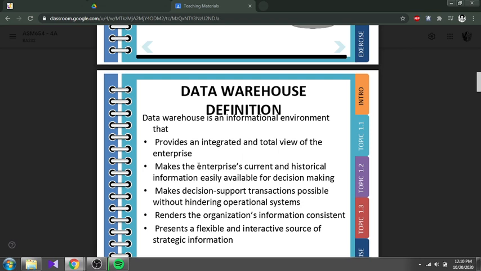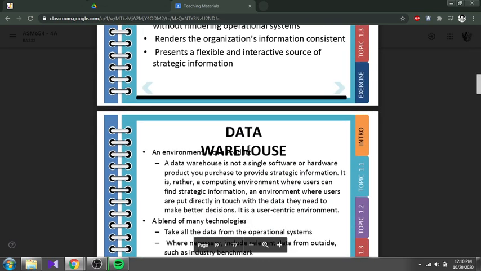Same as before. It makes decision support transactions possible without hindering the operational system. So when we do decision support transactions, our operational activities carry on as normal. It renders the organization's information consistent, making sure there is no duplication of data. The data is up to date, and it presents a flexible and interactive source of strategic information. Not boring, as I said earlier.